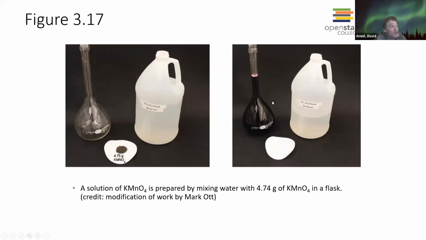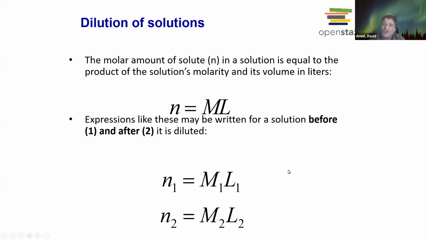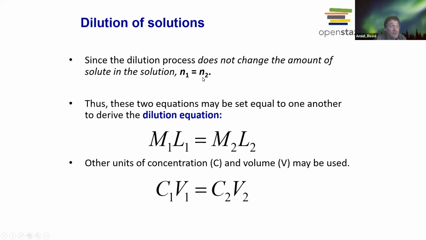So if you take this solution here and you add more water to a portion of it, you still have the same amount of the potassium permanganate because you didn't add any more. The moles of the solute does not change during a dilution. n1, the number of moles in the first stock solution, equals the number of moles in the second diluted solution.